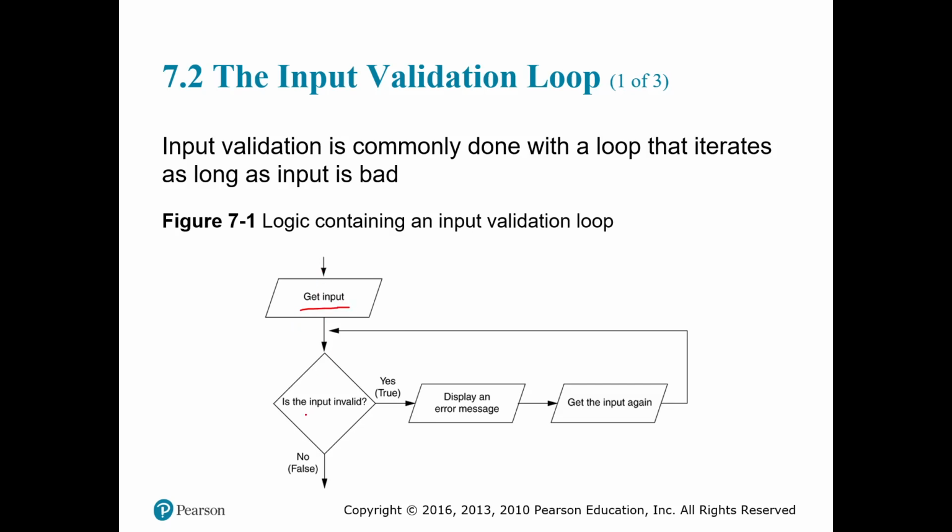Then we're going to ask a question. Is the input invalid? Is the input bad? If it is bad, we're going to display an error message and ask the user to type the input again. And then we go back to step 1. Get input, check if it's valid. If it's not valid, we're going to display an error message and get the input again. And this can go on forever. So whenever the user types the right input, we're just going to proceed to the rest of our program.